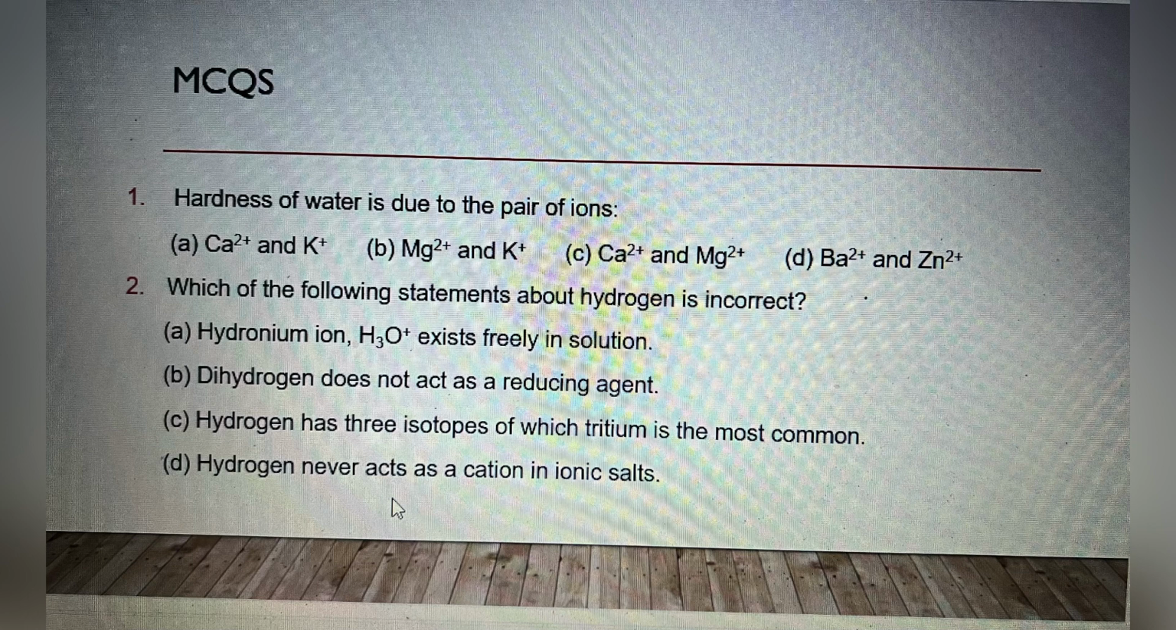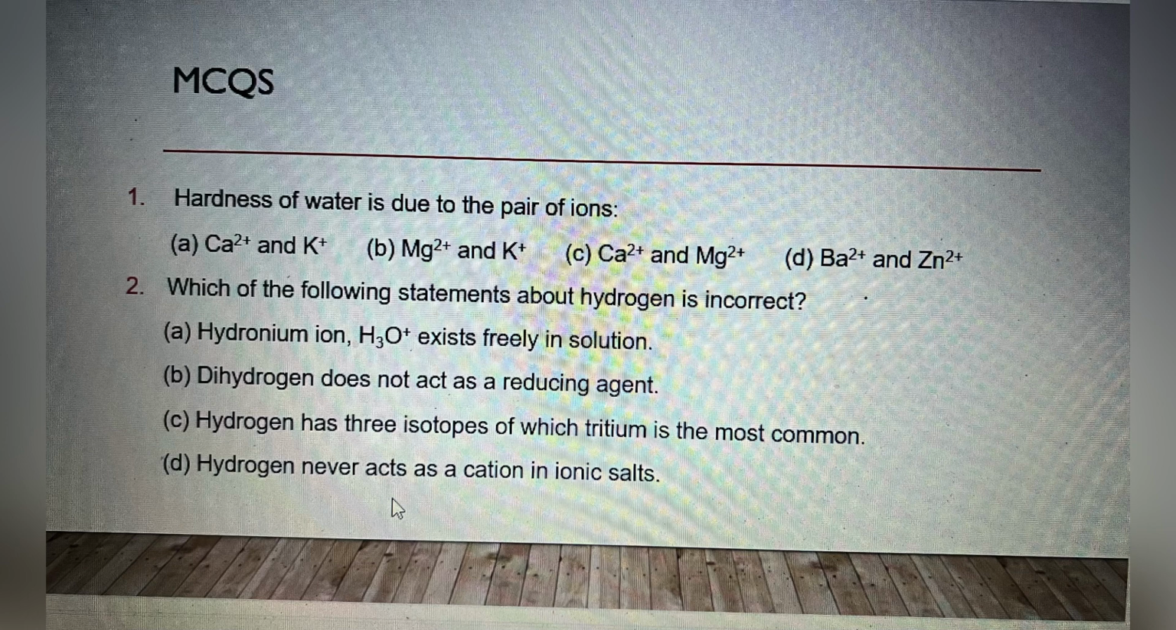Now, students, we will discuss MCQs. Number 1, the hardness of water is due to the pair of ions. Which pair of ions causes the hardness of water? First is calcium and potassium. Second is magnesium and potassium. Third is calcium and magnesium. And fourth is barium and zinc. Among these, we have discussed that C is the right answer, calcium and magnesium ions.